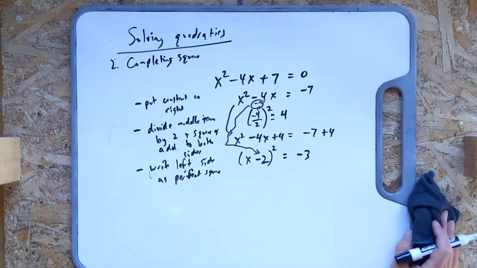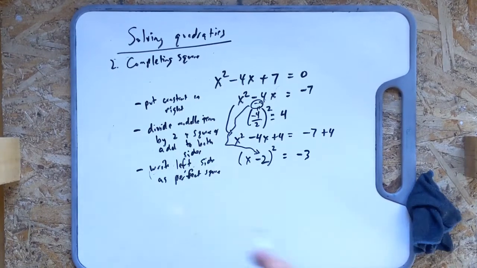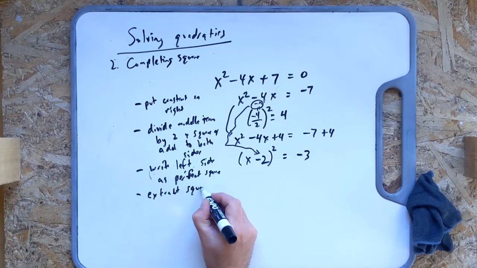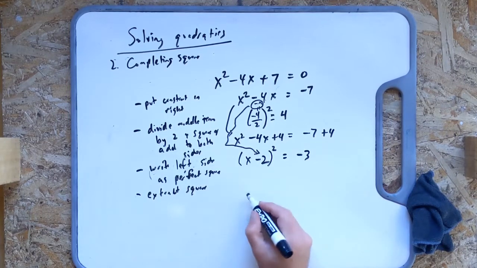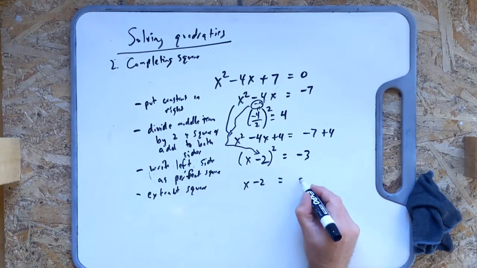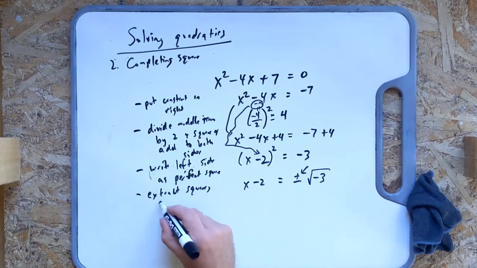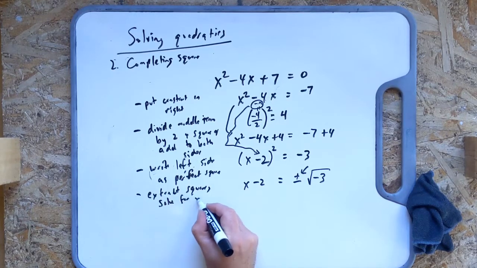Write the left side as the perfect square. Okay, and now, finally, extract square. So that means take the radical of both sides, and you get x minus 2 equals plus or minus, that's key, you get two solutions, radical negative 3. Extract square, and then finally solve for x.